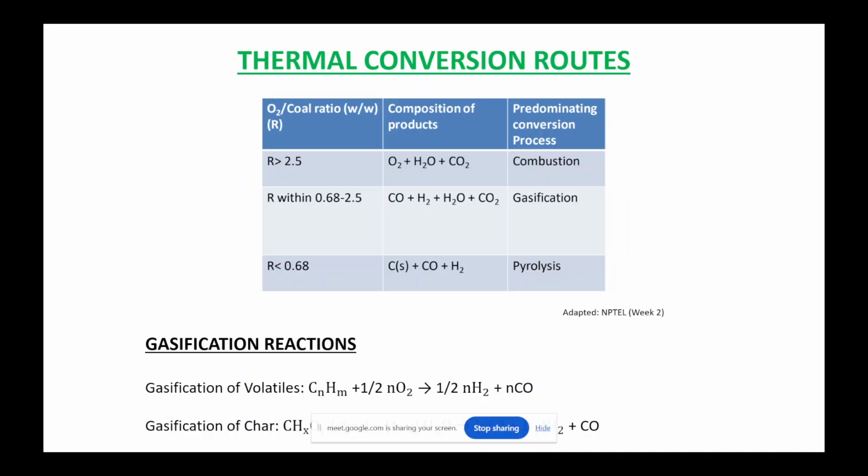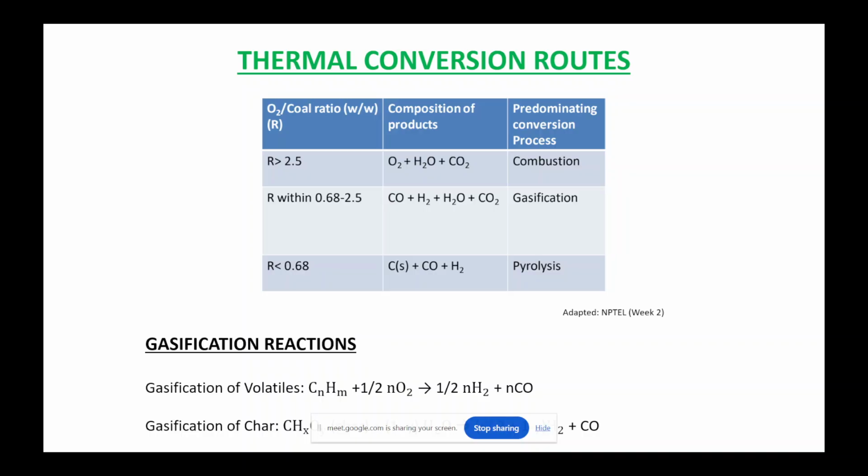The thing I wanted to emphasize here is that it's not just about the oxygen to coal ratio. As we vary the oxygen to coal ratio, the composition of the products is also going to vary. Suppose you have a value of R greater than 2.5, the composition is going to be a mixture of oxygen, water and carbon dioxide.